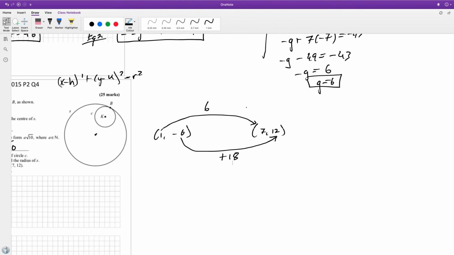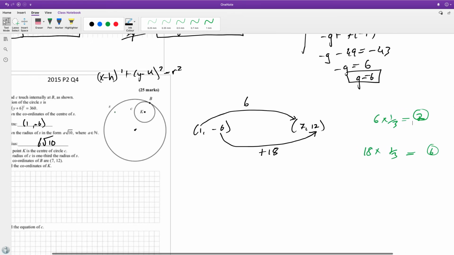6 is the full length of the way. We don't want to go the full length of the way, we only want to go 1/3. So 6 multiplied by 1/3 is a jump of 2, and 18 multiplied by 1/3 is a jump of 6. So we kind of know we're on the right line when you get whole numbers like that. Right, so 2 and 6.